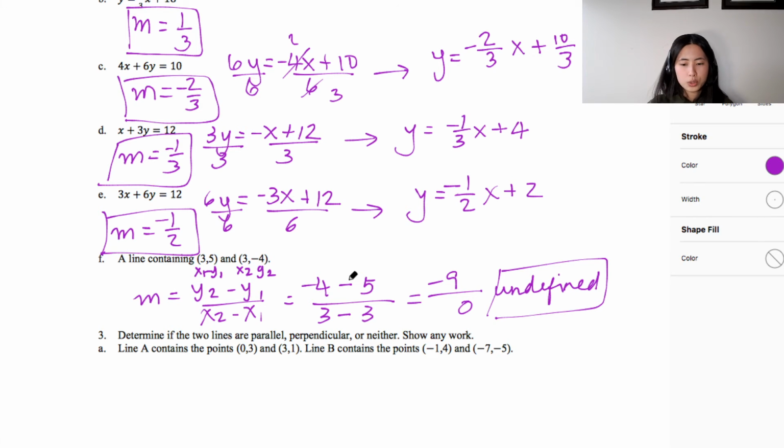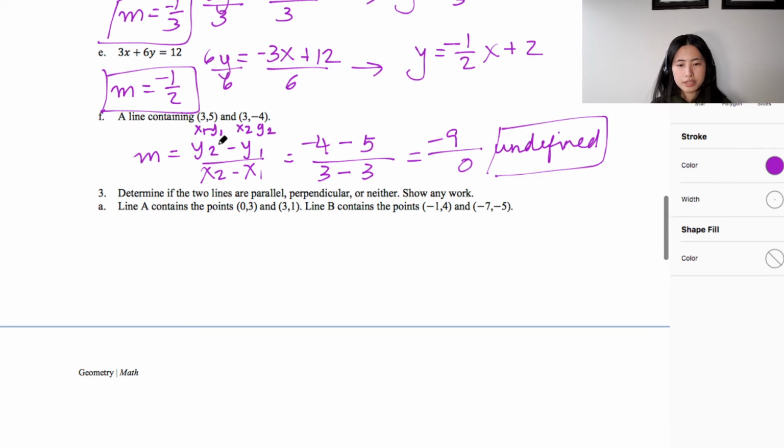Okay, so now we're going to take a look at whether two lines are parallel, perpendicular, or neither. It says we need to show our work. So we have line A, which contains the points (0, 3) and (3, 1), and line B contains the following points. For two lines to be parallel, they need to have the exact same slope.